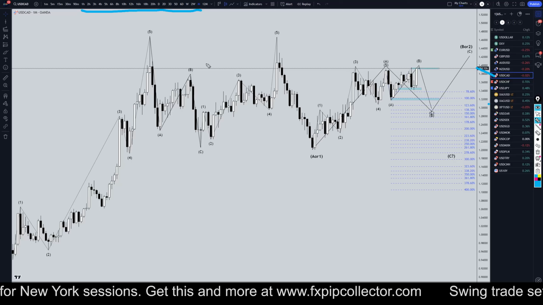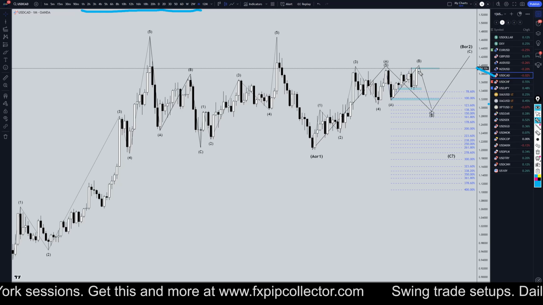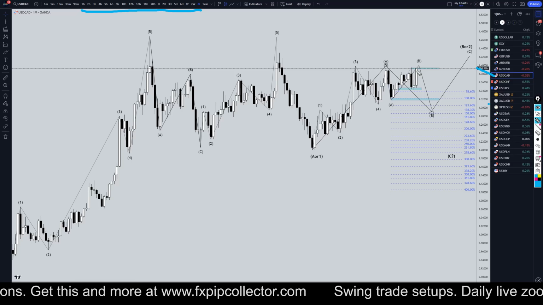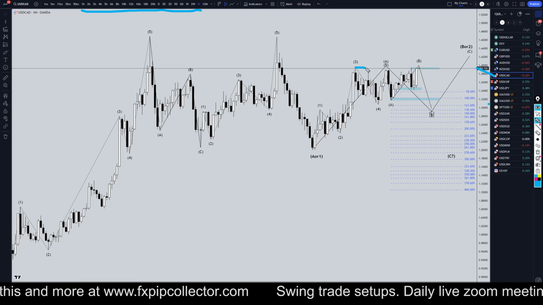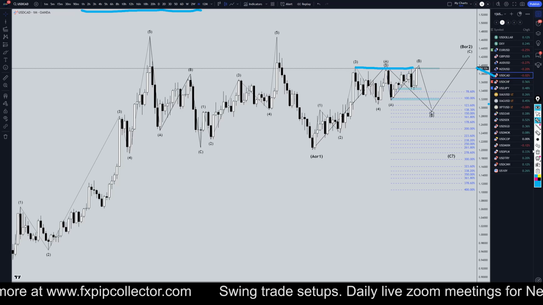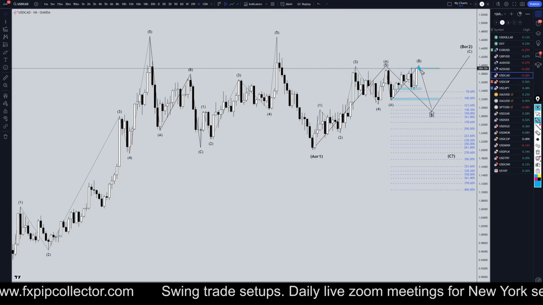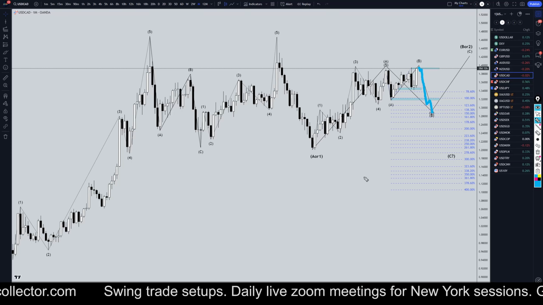So anyways, the US dollar CAD monthly candle did close yesterday. Very, very bullish. Obviously, this is a pretty major support level up here. So for me personally, I still think there's a good chance that this is going to go down and make that wave C.